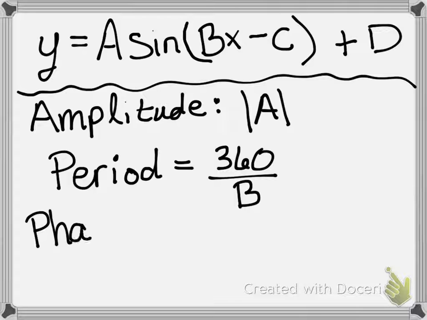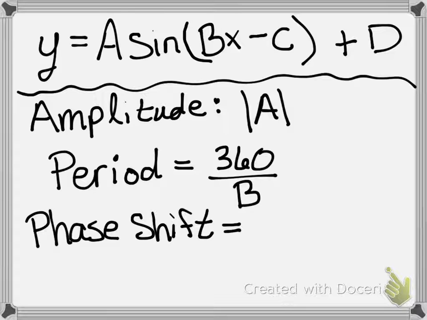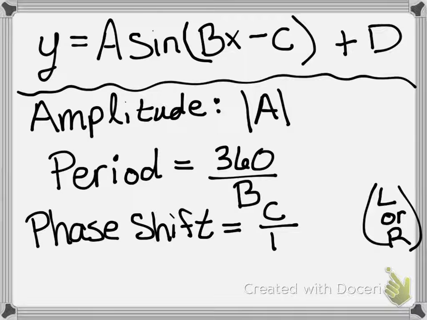Then we also have a phase shift. A phase shift is going to take the whole graph and just move it left or right. And I'm going to write that right here. So it's going to move left or right. And how we determine that is we take the value of C and divide it by B.